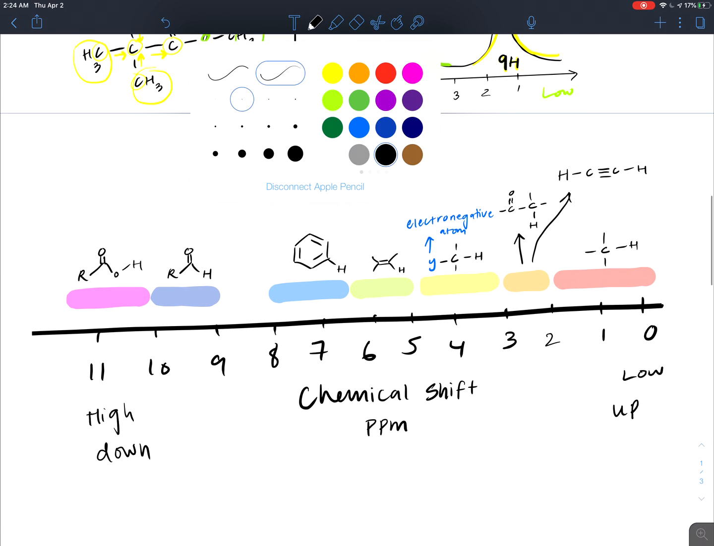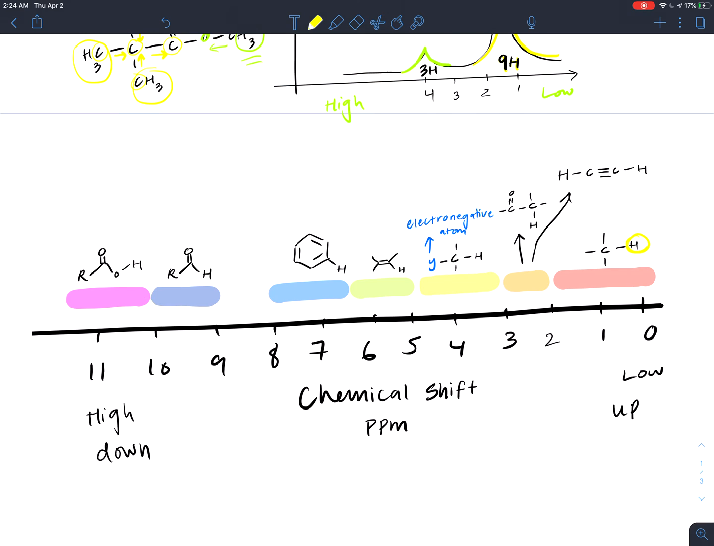Whenever I have a hydrogen right here that's right next to a carbon, nothing electronegative, it's going to be low chemical shift. That's why it's on the low side. Right here, whenever I have a hydrogen that's on an alkyne, it's also low. Then right here I have a hydrogen that's connected to a carbon, but there's an oxygen nearby. It's not right next to it, but it's nearby, and that's going to be right here. It's also considered to be low chemical shift.